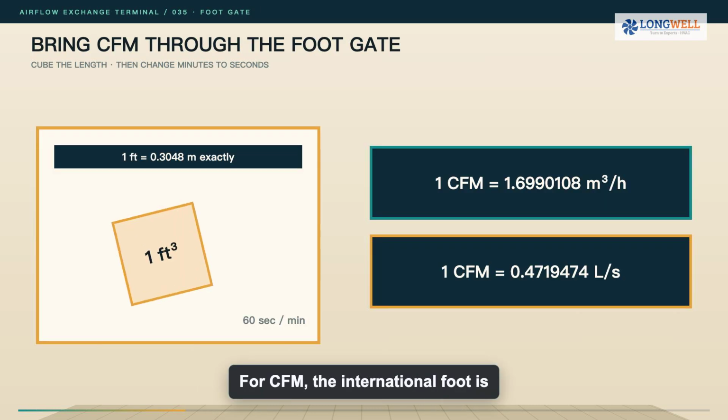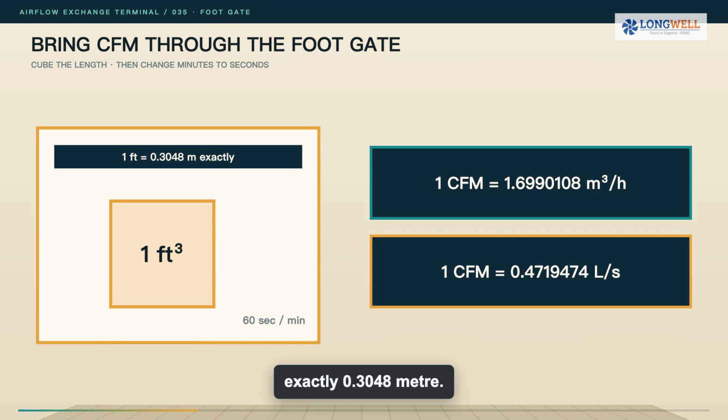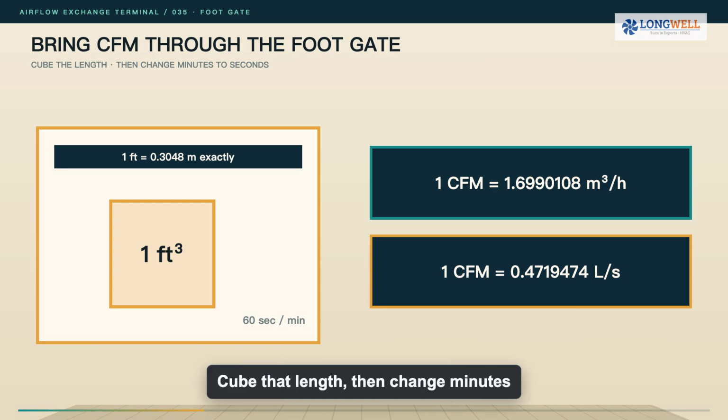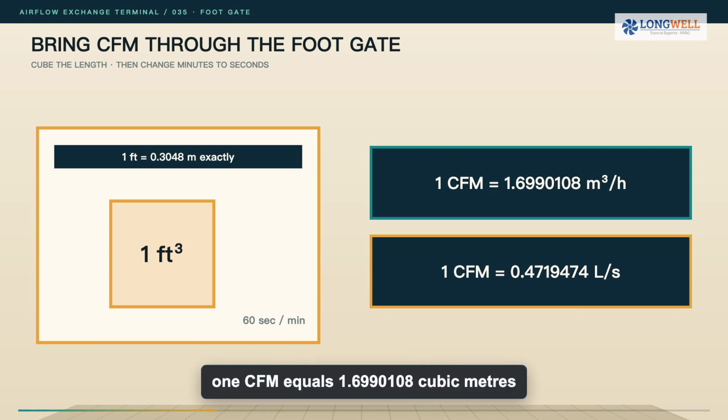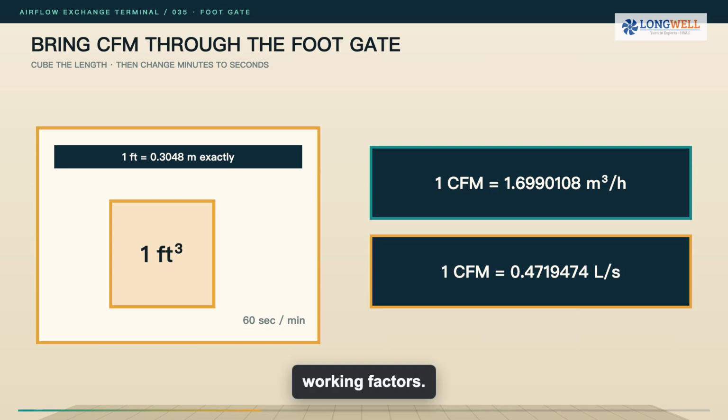For CFM, the international foot is exactly 0.3048 meter. Cube that length, then change minutes to seconds. The result is 1 CFM equals 1.6990108 cubic meters per hour, or 0.47194474 liters per second. For everyday engineering, 1.699 and 0.472 are usually practical working factors.